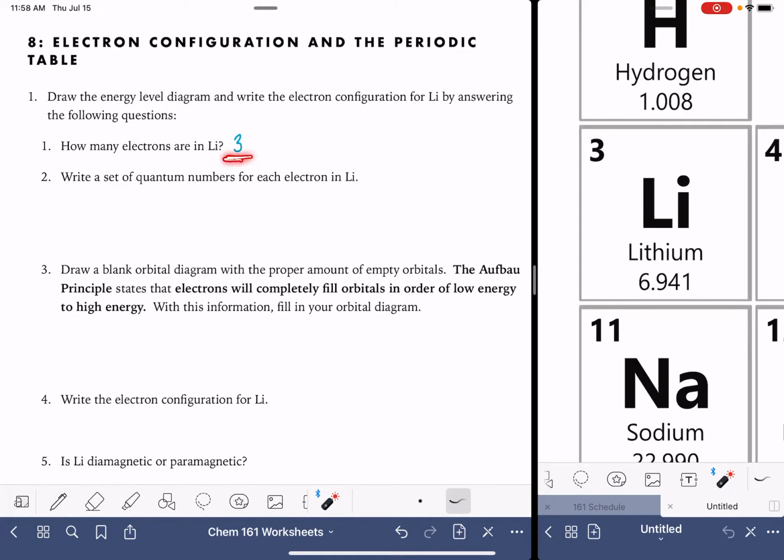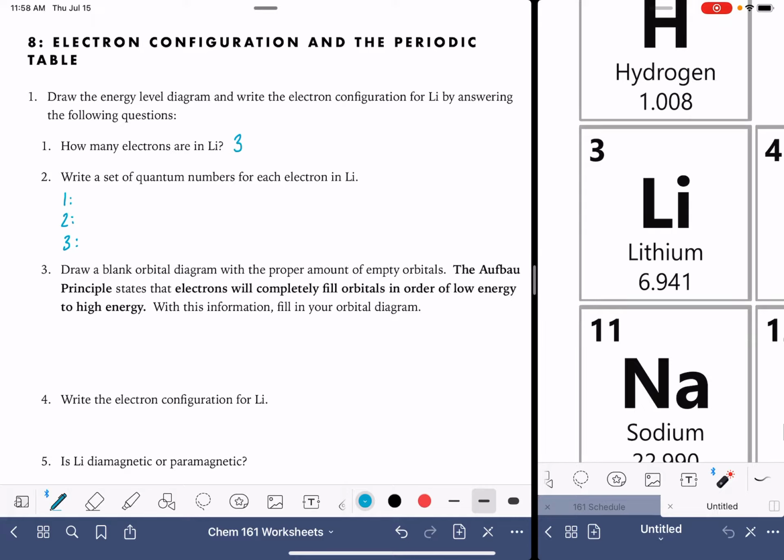That is also given to us in the quantum numbers. So the quantum numbers are also a description of how the electrons are arranged. Quantum numbers and electron configuration both give us the same information. What we're going to do is start by writing possible sets of quantum numbers for all 3 of these electrons. So we have 3 electrons. We want to come up with sets of quantum numbers for all 3 of these electrons.